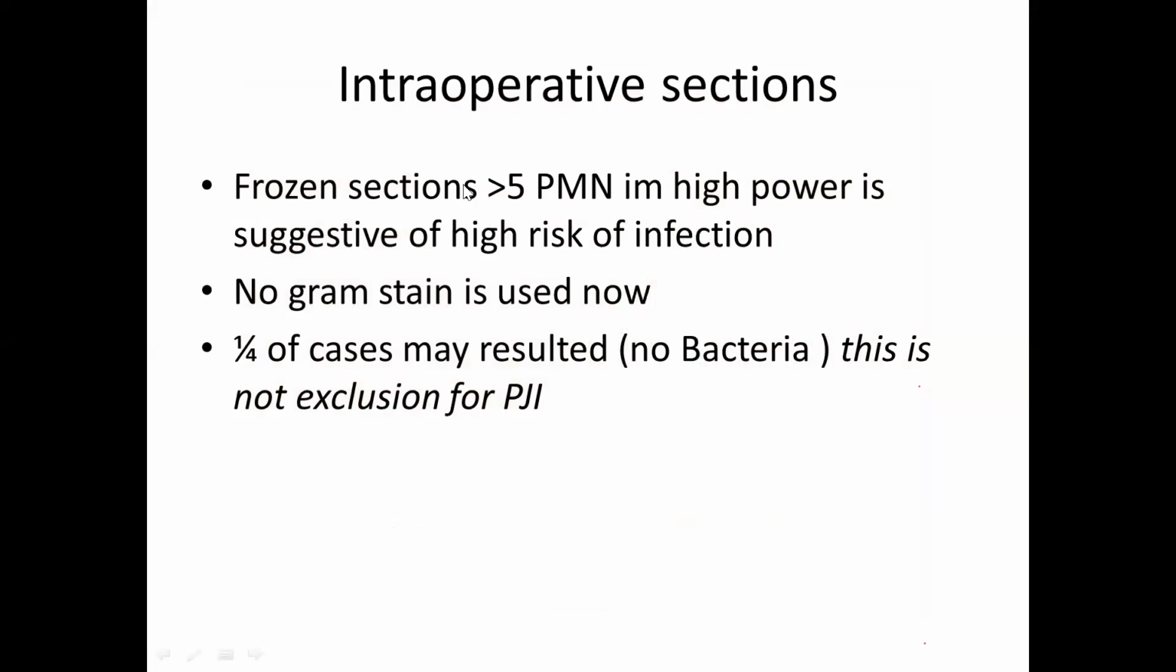The intraoperative frozen section you can do after you have primarily suggested to open, remove the prosthesis, and divide everything. You can take a frozen section. More than 5 polymorphonuclear cells in a high power field is suggestive of a high risk of infection. Remember that some of them came with no gram stain, so please do not ask for gram stain. Ask for the polymorphs in the frozen section or after you take a biopsy.